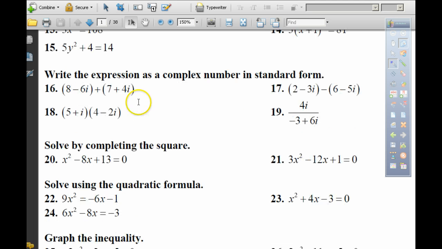Alright, so complex numbers. I think the adding subtracting is pretty straightforward, right? We can do 8 plus 7, 15, negative 6 plus 4, and so on. Same thing, subtracting, just remember, distribute the negative. I think we're pretty good with 18 as well. Just multiply, just like we did earlier. 5 times 4, 5 times negative 2y. But the 19, there was something we had to do that was a little more work here.